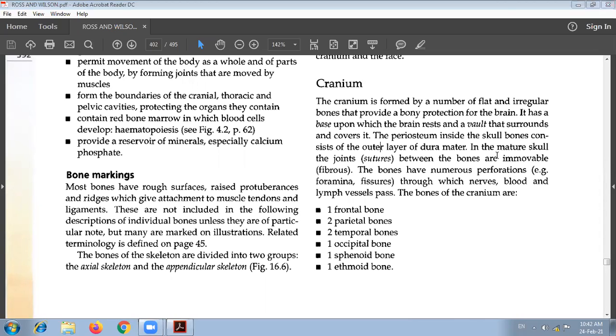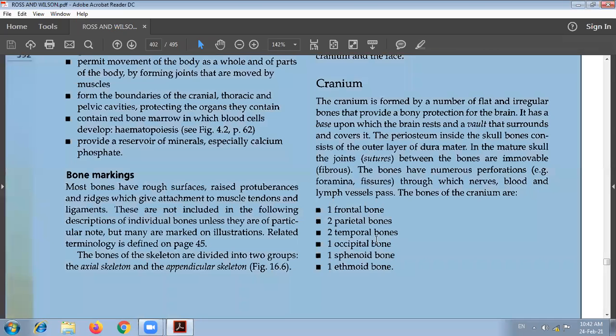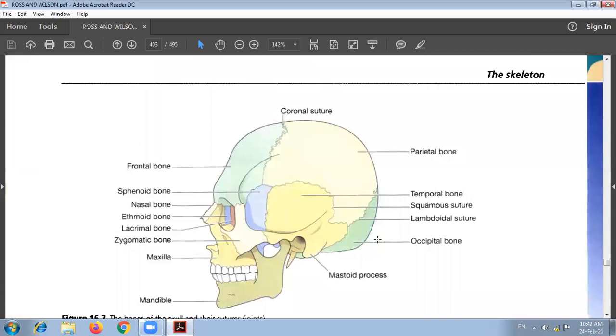the mature skull, the joints, also called the sutures, between the bones are the immovable types of joints that are also called fibrous joints. They have different bones: the frontal bone, two parietal bones, two temporal bones, one occipital bone, one sphenoid bone, and one ethmoid bone. All these form the skull.